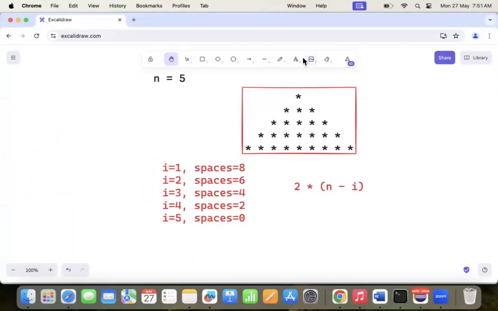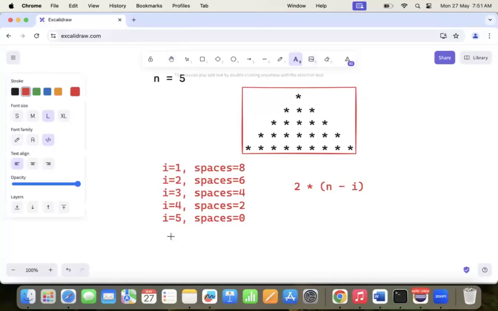Observe here, folks. Let's talk about asterisks now. Let's go and understand about asterisks. Let's say i is equal to 1. Guys, could you tell me how many asterisks required? Please tell me when i is equal to 1, how many asterisks required?